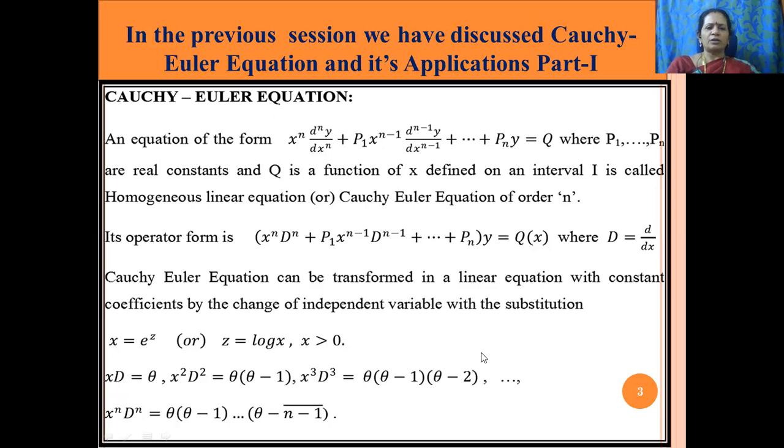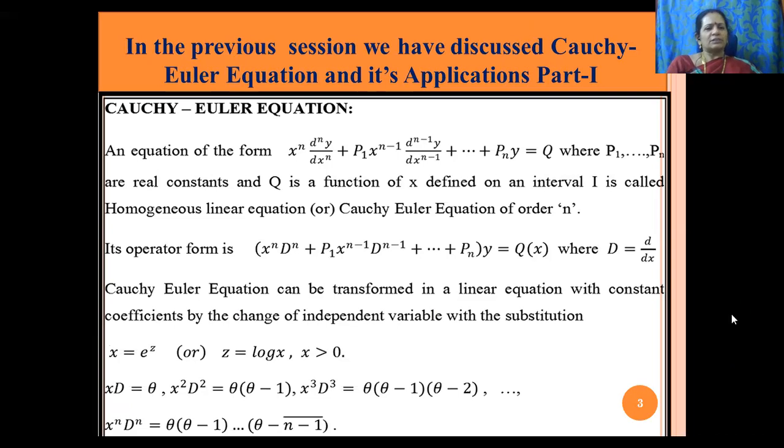Now coming to the next slide. This is about what we have discussed in the previous session. We are going to recollect all that we discussed. In the previous session we discussed the Cauchy Euler equation and its applications, part 1. What is that Cauchy Euler equation?